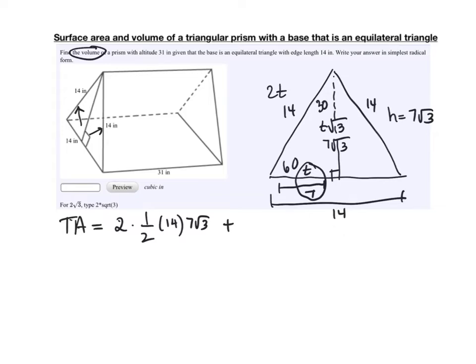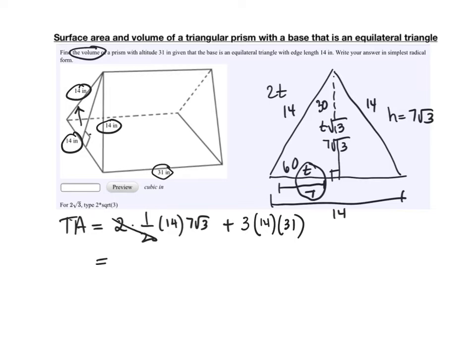I have 3 rectangles. And notice that the rectangles all have 14 as part of their height or length, whatever you want to call it, base times height. So they're all the same. The rectangles are 14 by 31 in this picture, and there's 3 of them, and they're all the same. So there are 3 of them, and every one of them has an area of 14 times 31. So we'll work this out here.